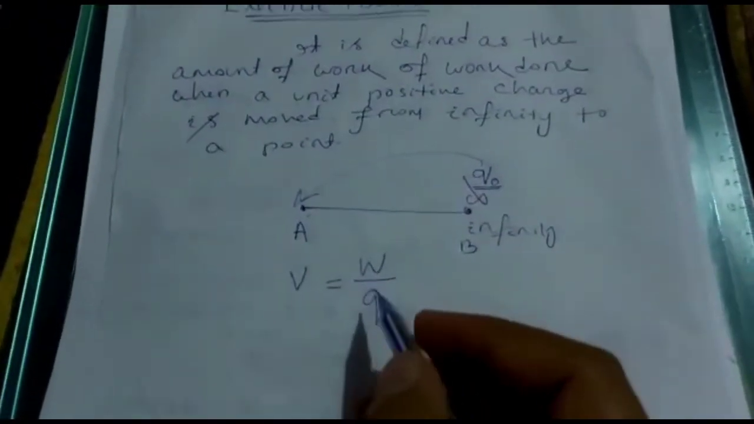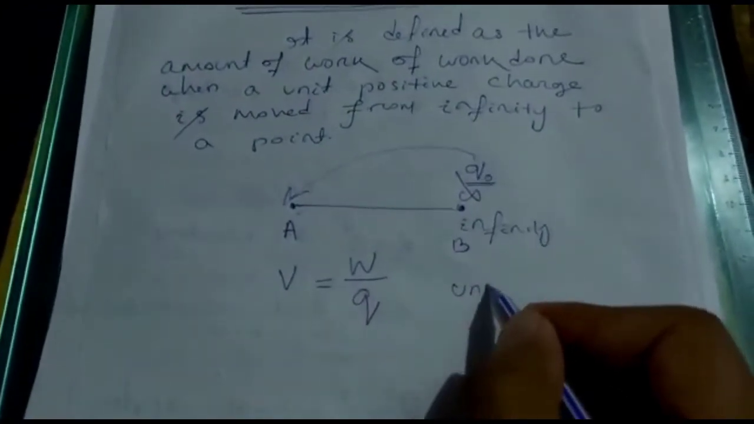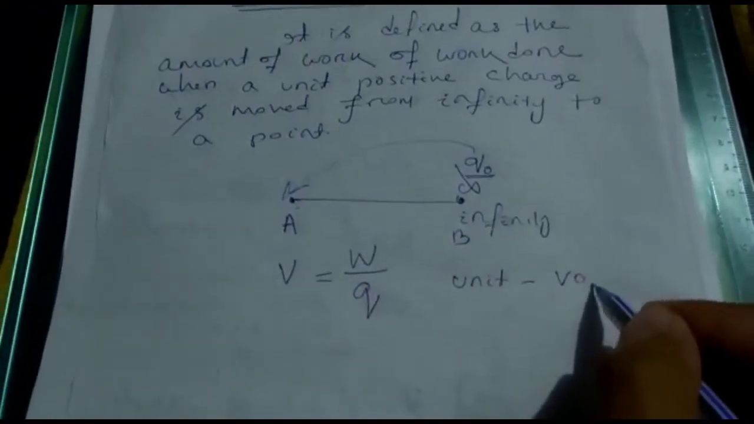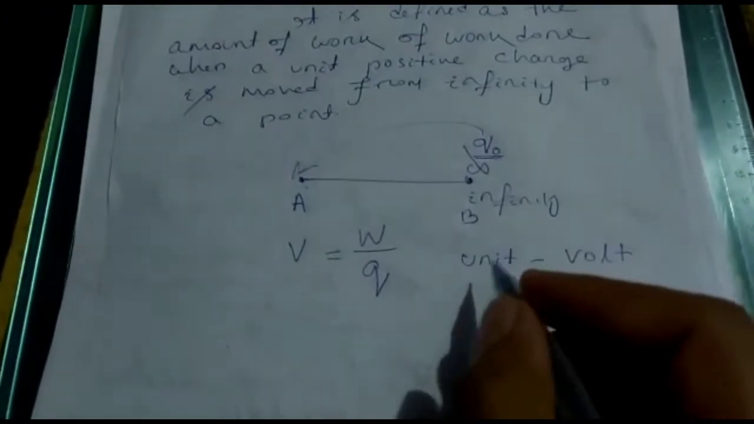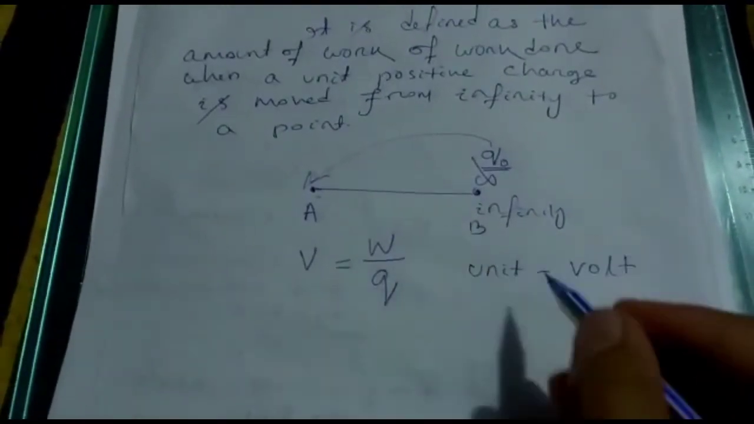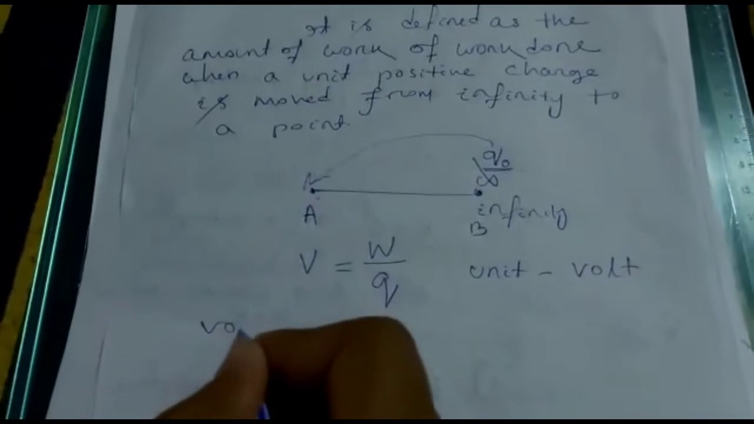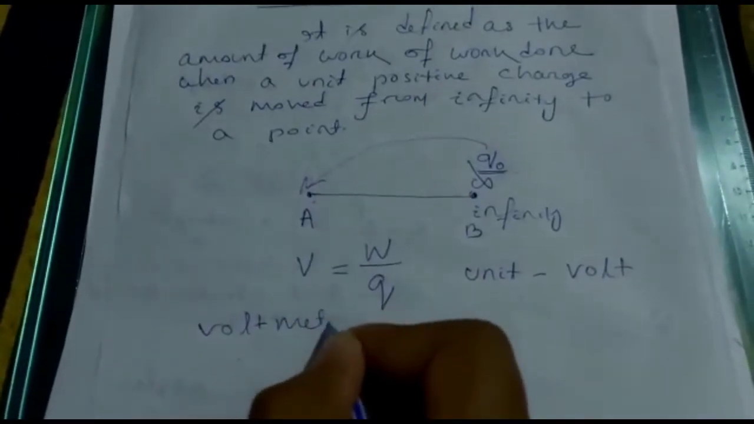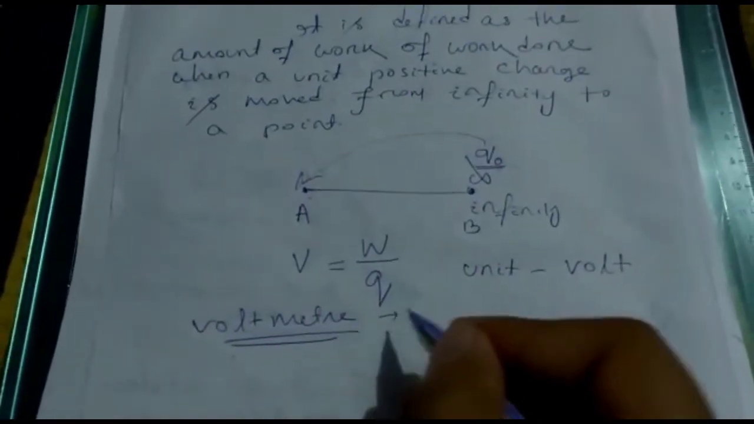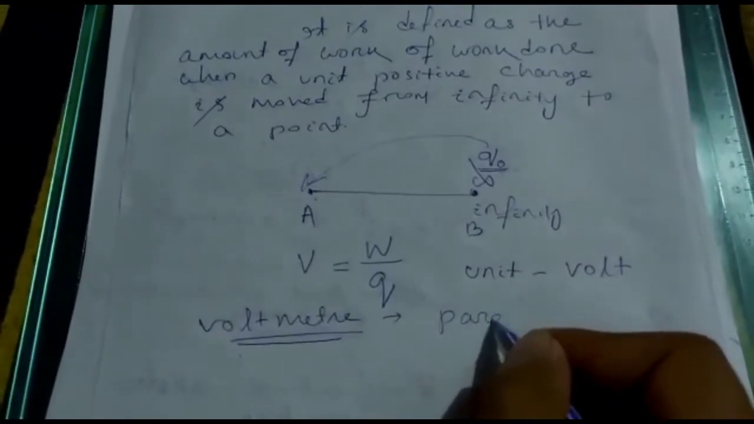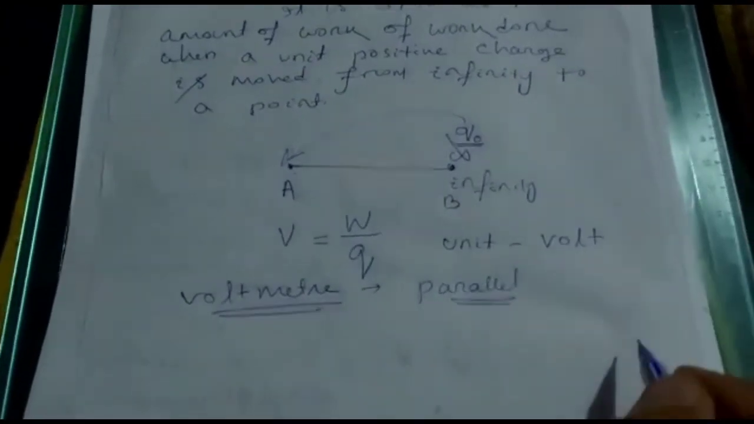This is the formula. And what is the SI unit? SI unit of electric potential is volt, and the instrument which is used to measure the potential is known as voltmeter. Okay. The voltmeter is always connected in parallel through a circuit.